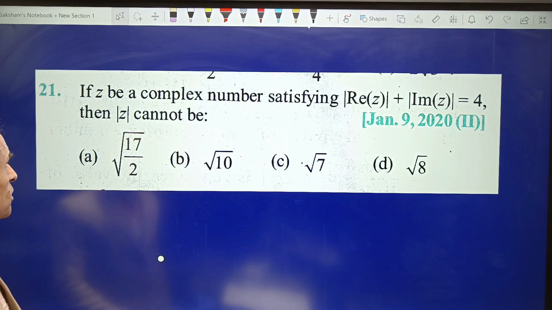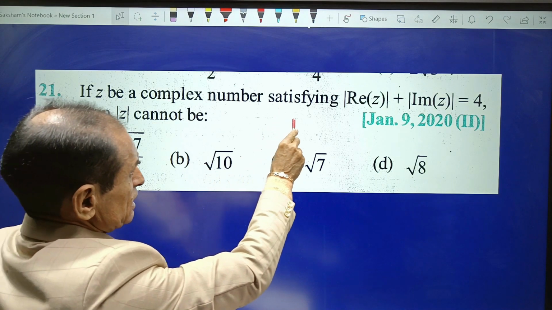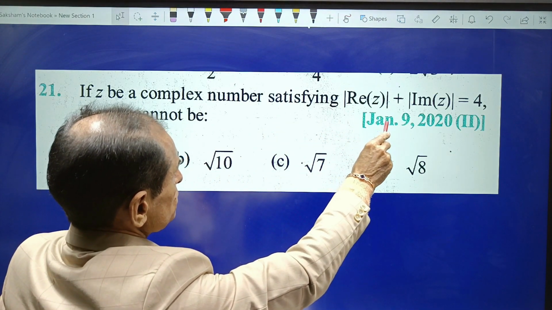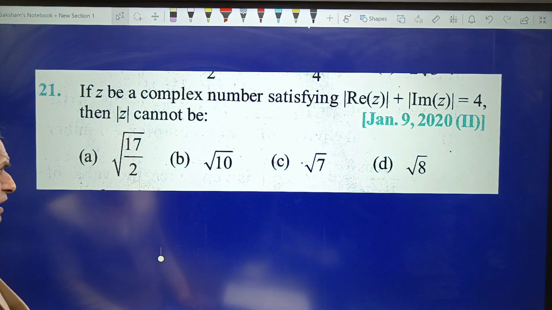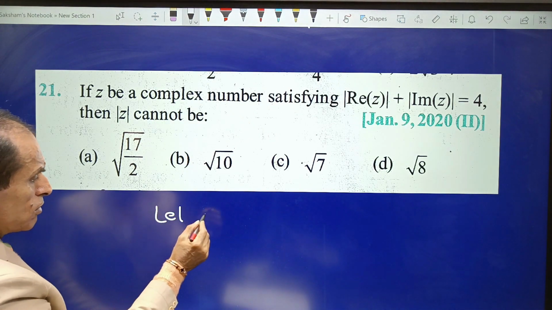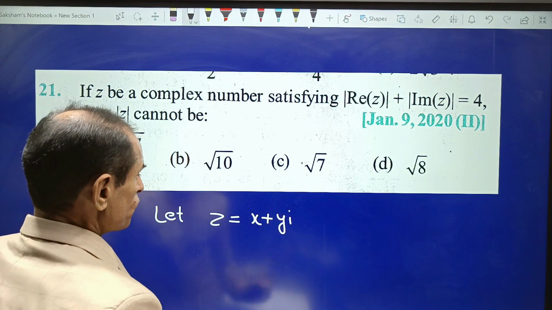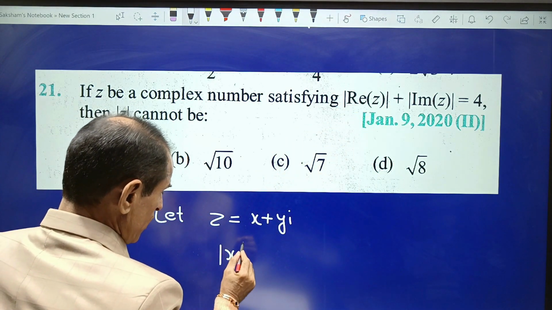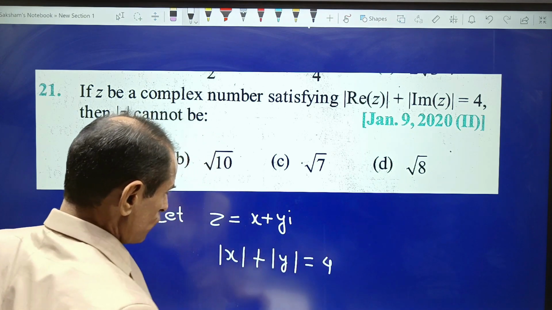In this question, it is given that if z is a complex number satisfying mod of real part of z plus mod of imaginary part of z equal to 4, then mod z cannot be. To do this question, let z equal x plus yi, and this means mod of x plus mod of y equal to 4.